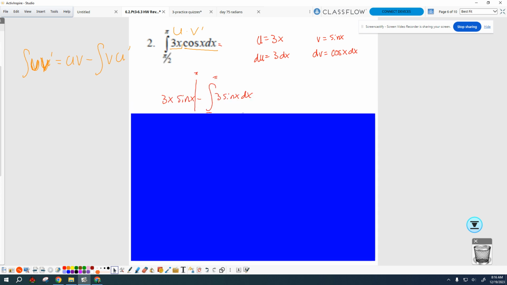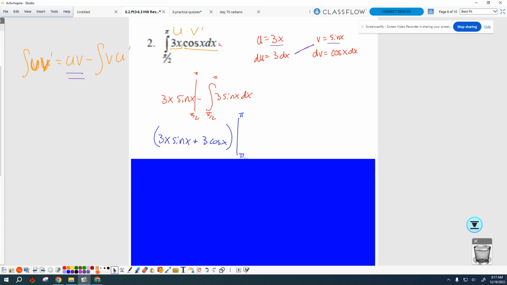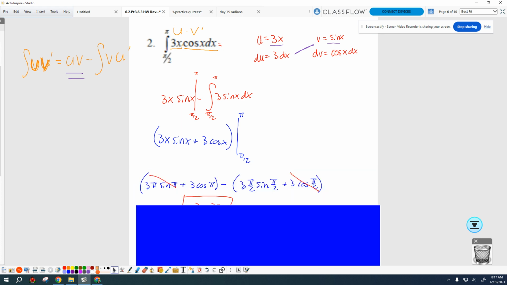So putting the pattern together, uv gives me this piece minus the integral of v du. Then the integral of 3 sine is negative cosine, but it was negative, so it became positive. Got it. And then plugging in pi: 3 times sine of pi, well, sine of pi is 0. 3 times cosine of pi, which cosine of pi is negative 1, minus all this stuff with pi over 2 plugged in.